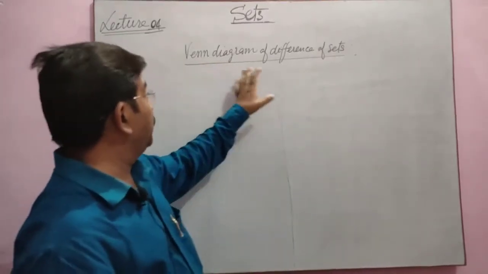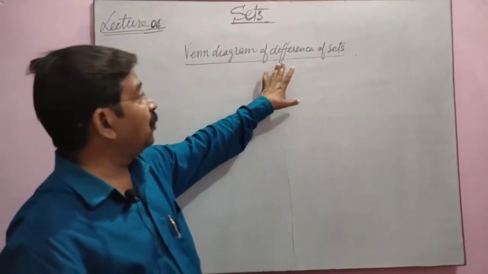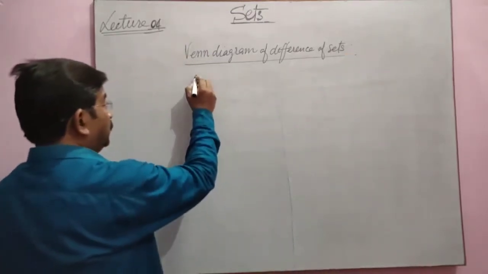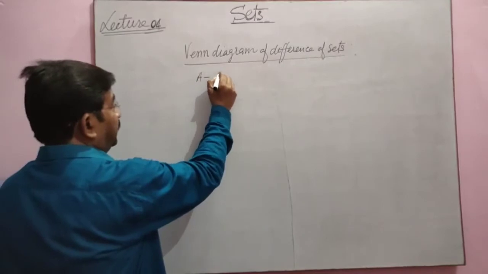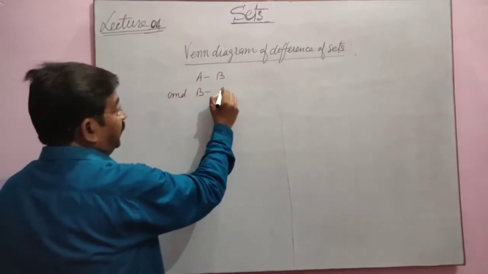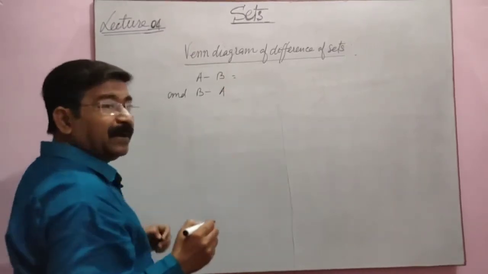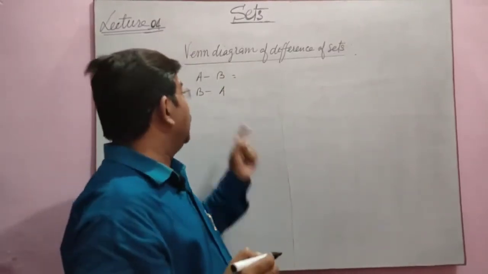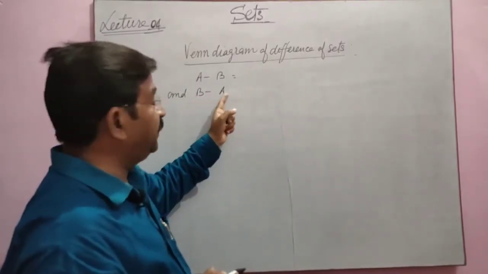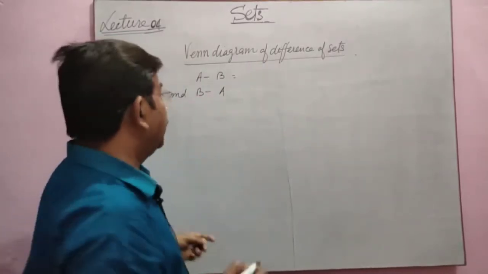Now here is another point. Venn diagram of difference of sets. Difference of sets means A minus B and B minus A. A minus B means what? Elements of A which are not found in B, and B minus A is elements of B which are not found in A.